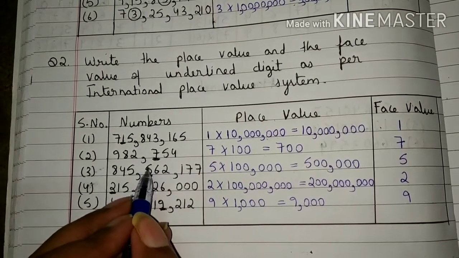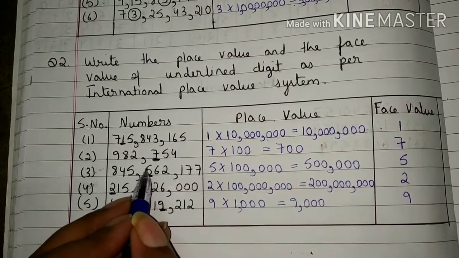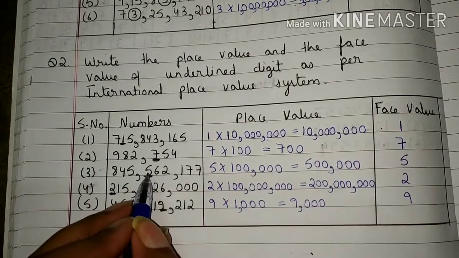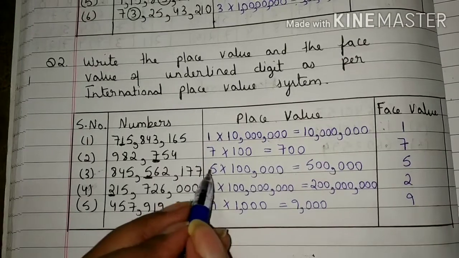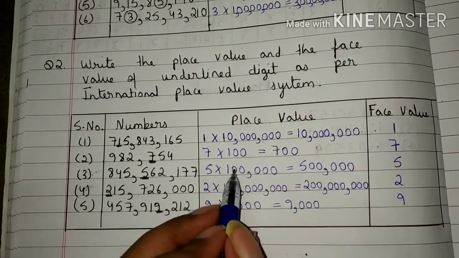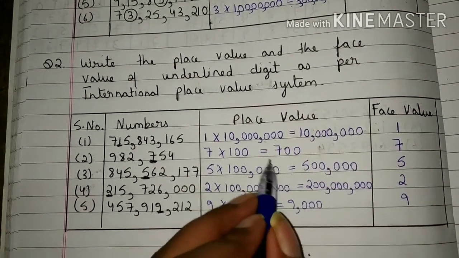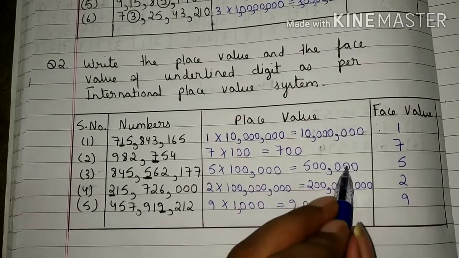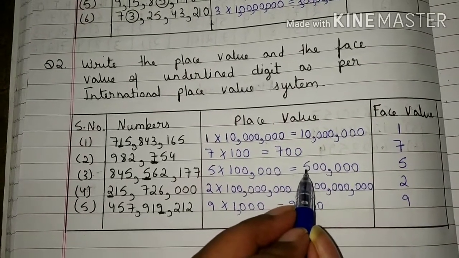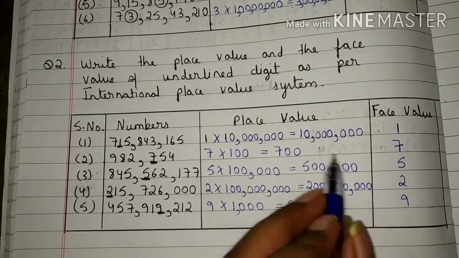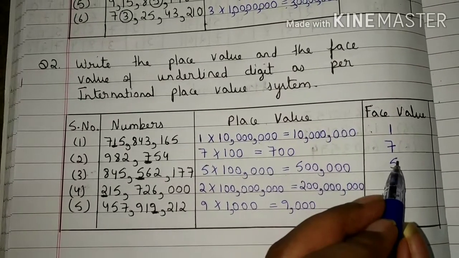Students, you can see that 5 is at 100,000 place. So, place value of 5 is 5 into 100,000 is 500,000. Place value of 5 is 500,000. Face value of 5 is 5.